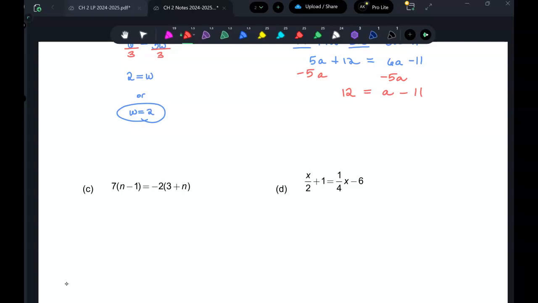All right, so what we've done is we've now changed this into a one-step equation. How do I isolate the variable? Plus 11. Let's put plus 11 on both sides. 12 plus 11 equals 23. 1A equals 23, so 23 equals A.